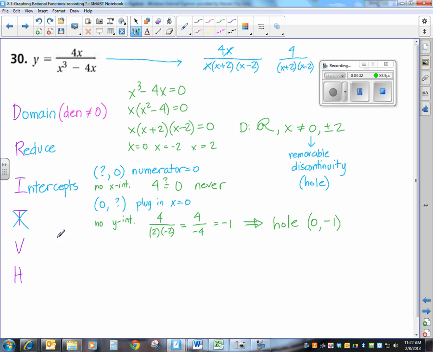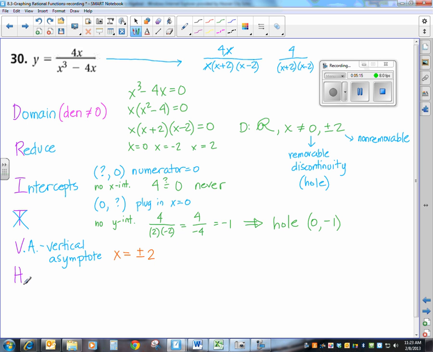Okay, our vertical asymptotes, we go back to our domain and find out what's left, because this is the non-removable part. And so the VA stands for vertical asymptote. And from my domain, that means that's going to be x equals plus or minus 2.